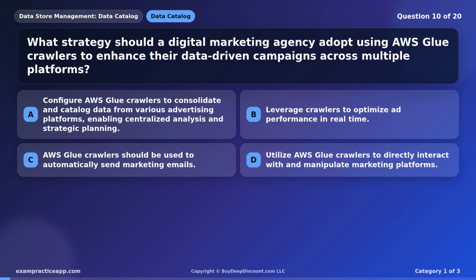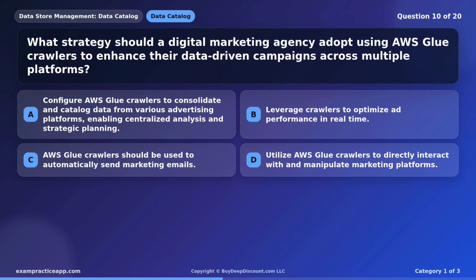Question 10. What strategy should a digital marketing agency adopt using AWS Glue crawlers to enhance their data-driven campaigns across multiple platforms? Option A. Configure AWS Glue crawlers to consolidate and catalog data from various advertising platforms, enabling centralized analysis and strategic planning. Option B. Leverage crawlers to optimize ad performance in real time. Option C. AWS Glue crawlers should be used to automatically send marketing emails. Option D. Utilize AWS Glue crawlers to directly interact with and manipulate marketing platforms.